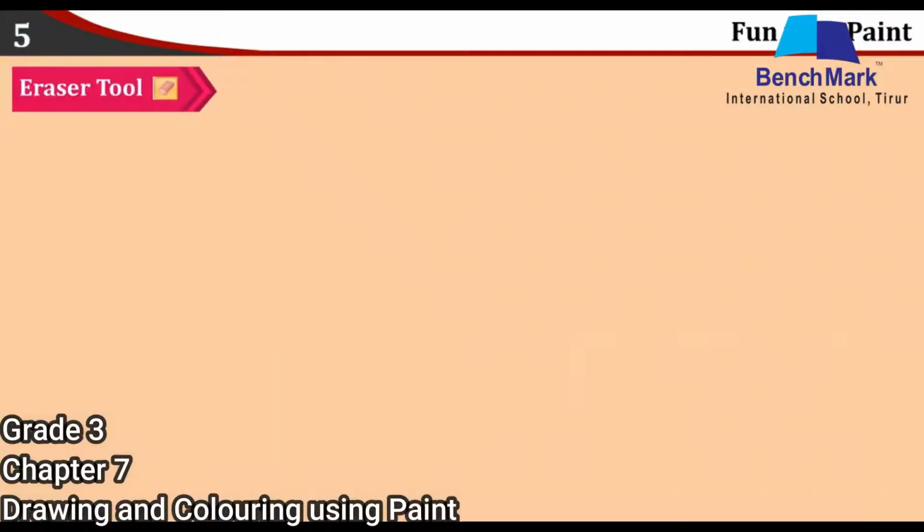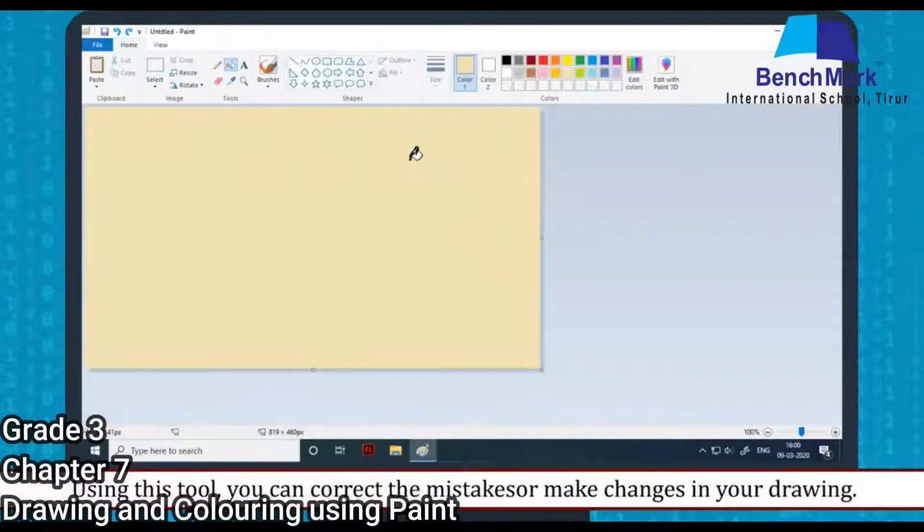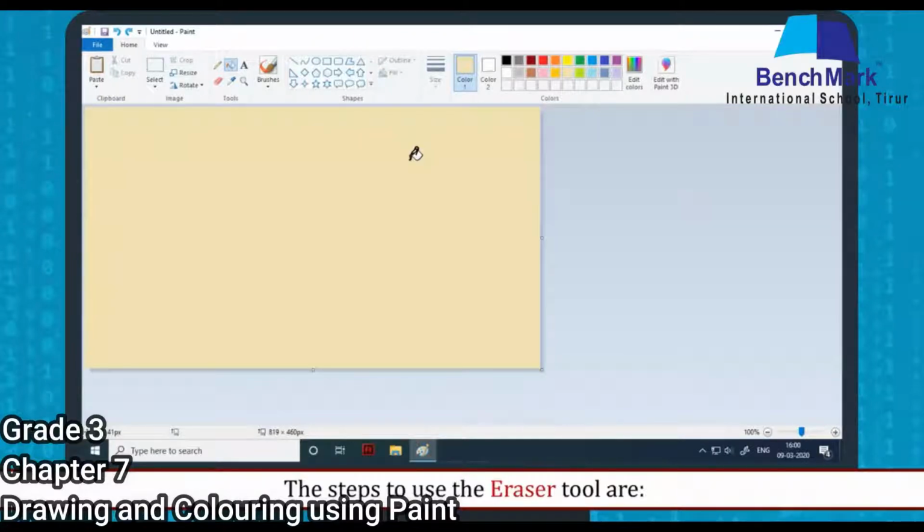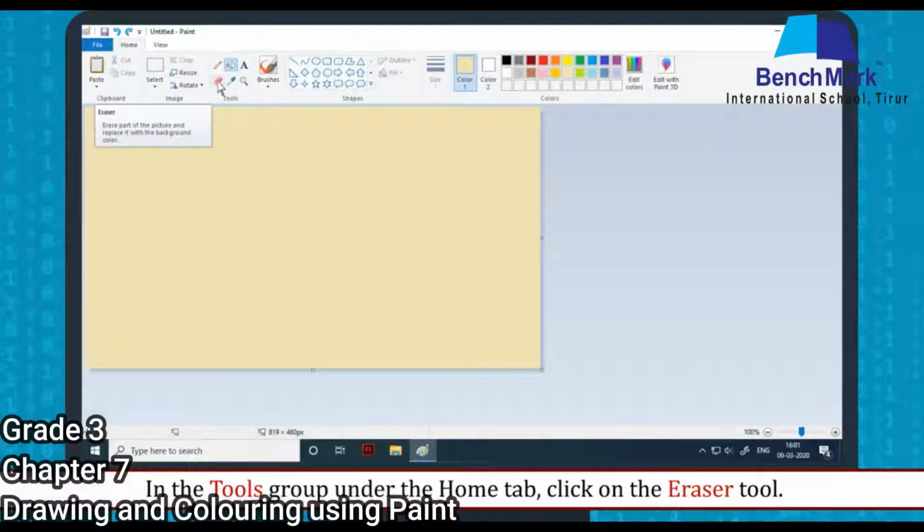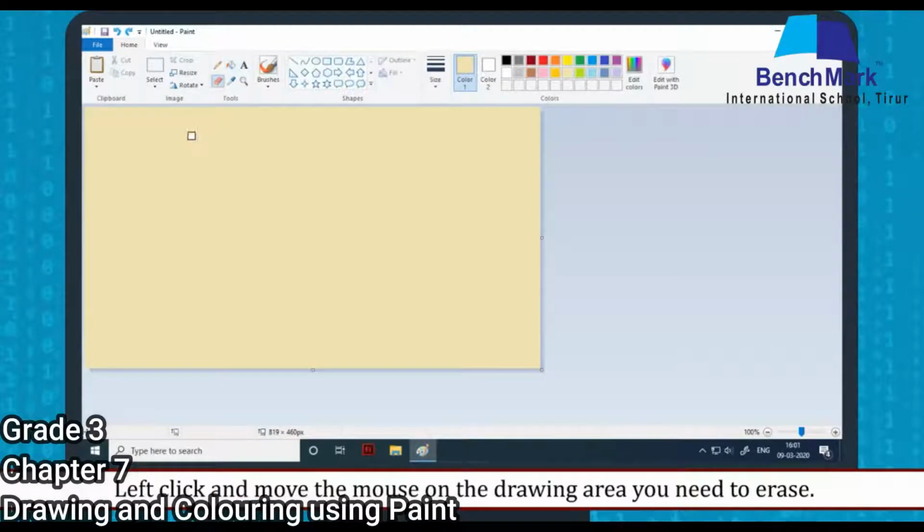Eraser tool. Using this tool, you can correct the mistakes or make changes in your drawing. The steps to use the eraser tool are: in the Tools group under the Home tab, click on the Eraser tool. Left-click and move the mouse on the drawing area you need to erase.